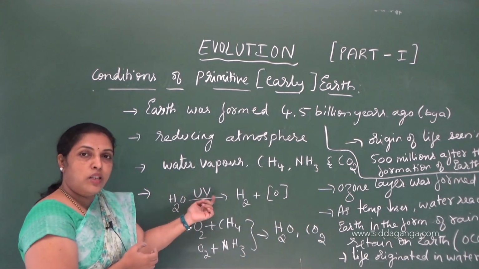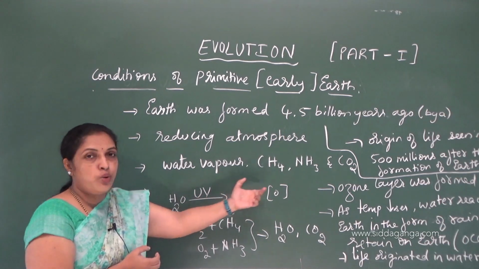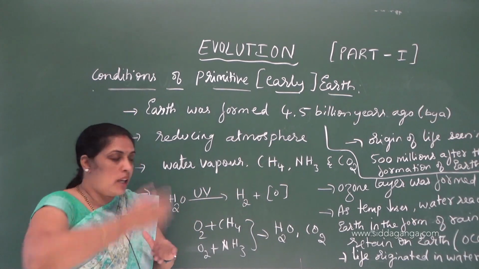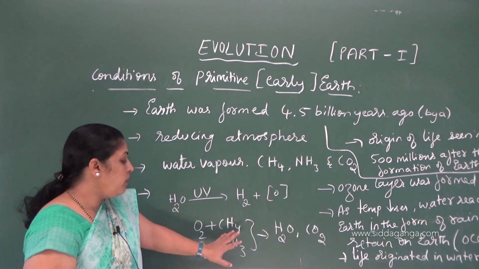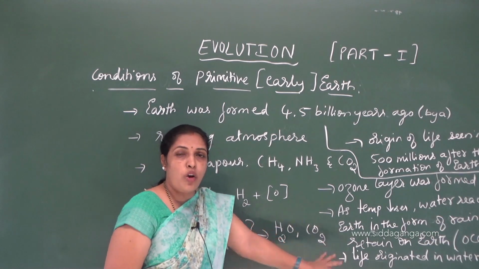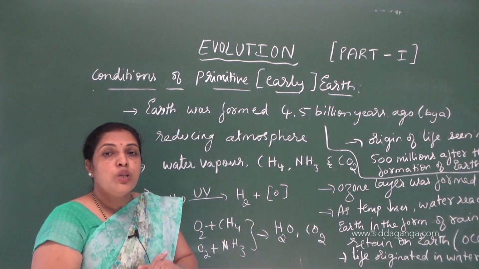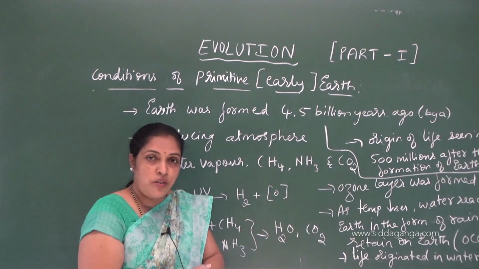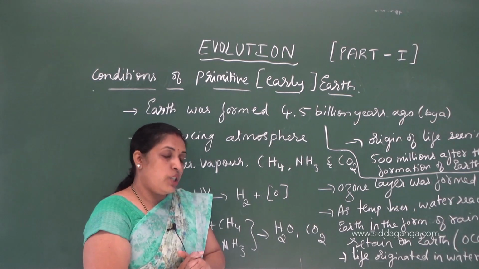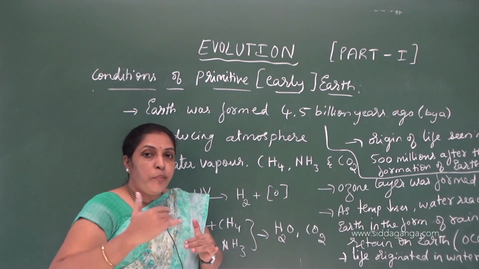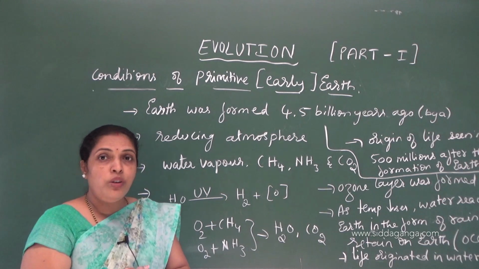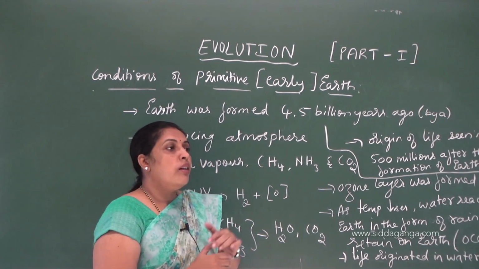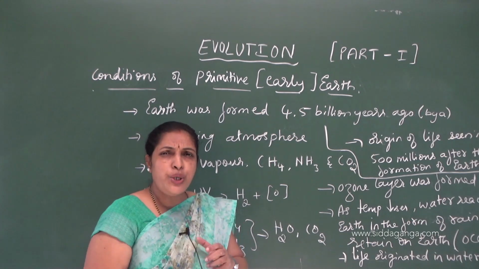Ultraviolet rays split water vapor into hydrogen and molecular oxygen. As hydrogen was lighter, it escaped. Oxygen combined with methane and ammonia to give rise to water, carbon dioxide and other molecules. Like this, one day that led to the formation of the ozone layer, which covered the surface of Earth. Day by day, as the temperature of Earth was coming down, water started reaching Earth in the form of rain, torrential rains, meaning continuous rain.